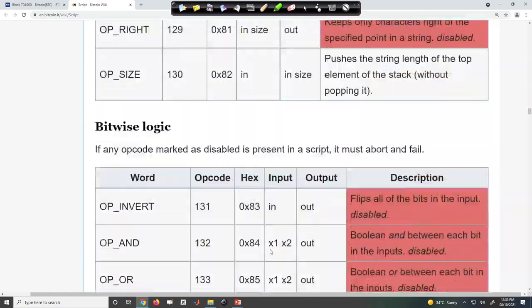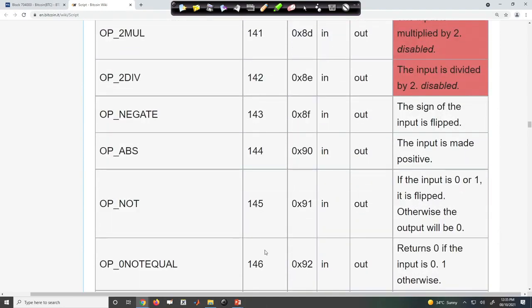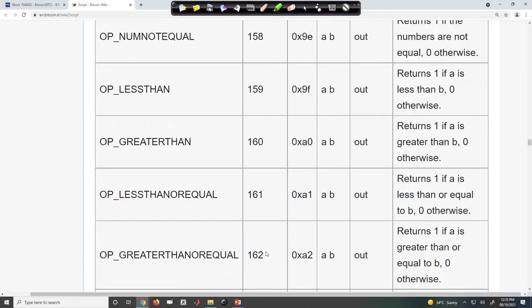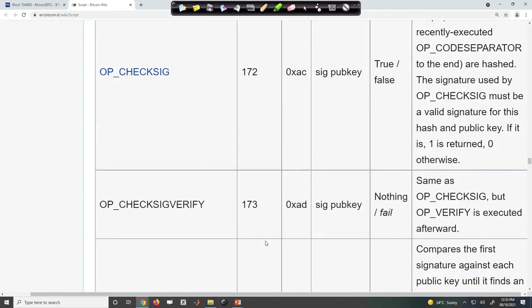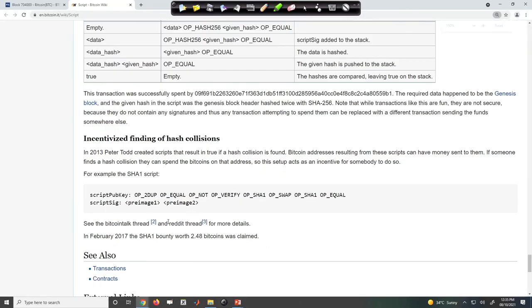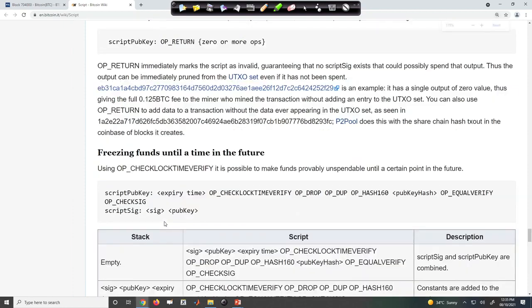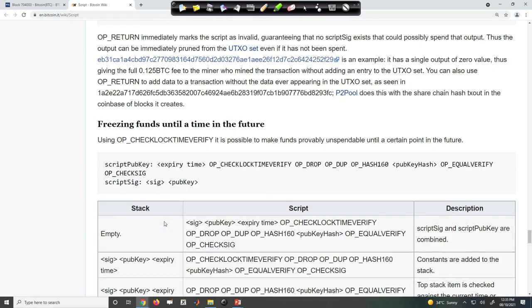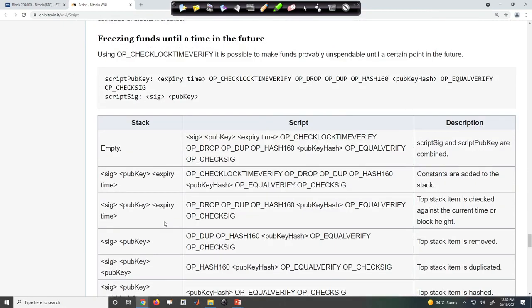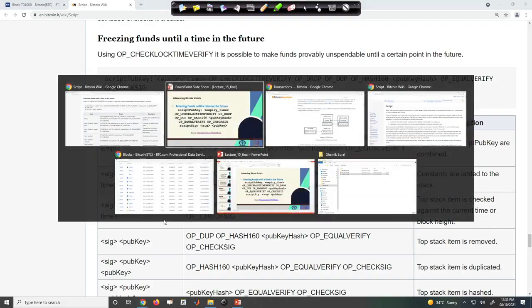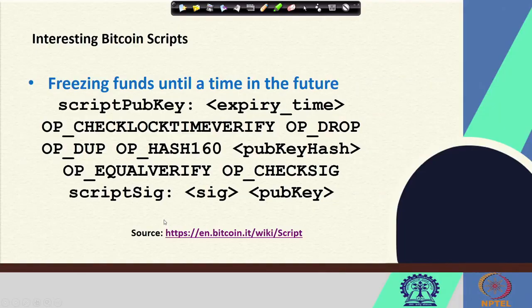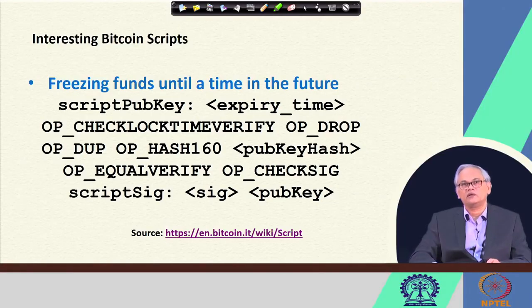So, you can take a look at these, and there are many such interesting scripts listed here. A few of them we have only discussed in this lecture, and you see that the standard ones are mentioned here, like freezing funds until a time, the one I explained, and you can see how it is processed, more details are there. So, this is a very interesting site which I would always recommend you to visit and understand.